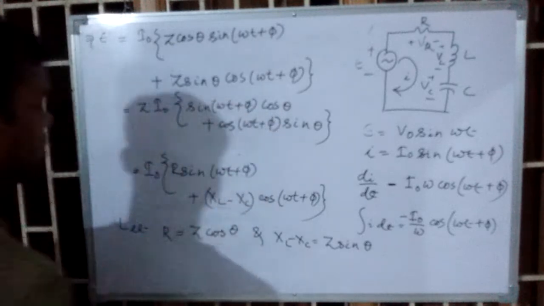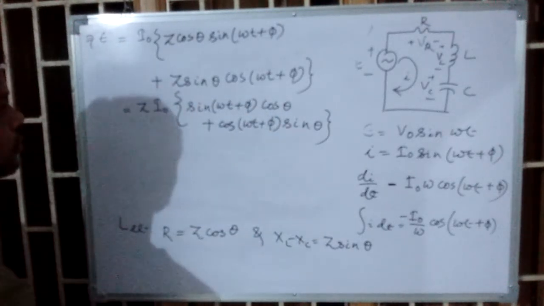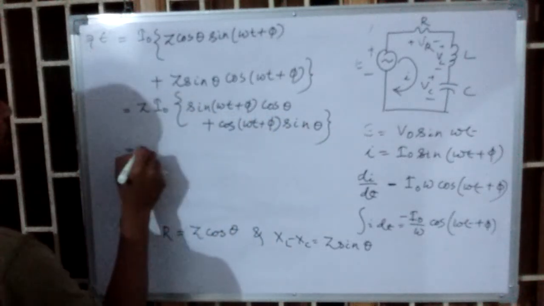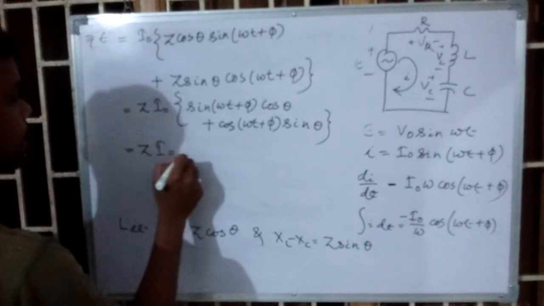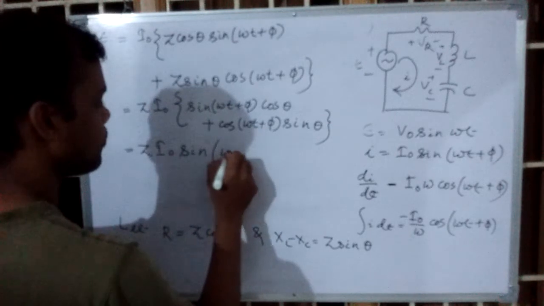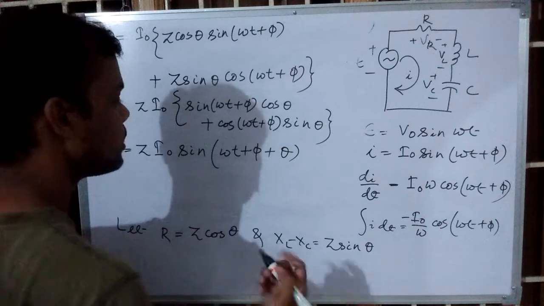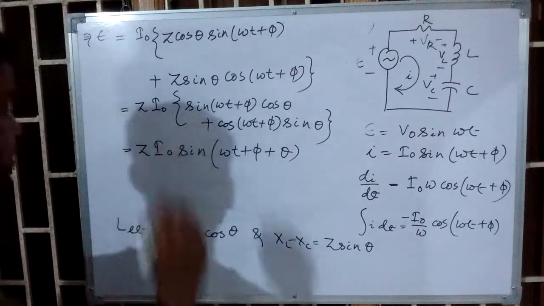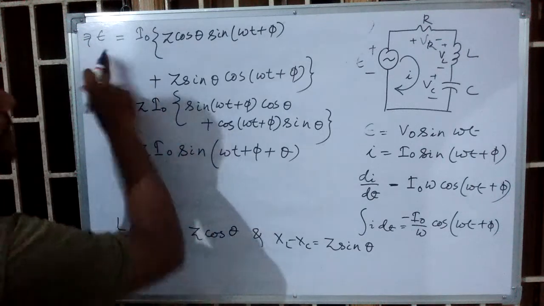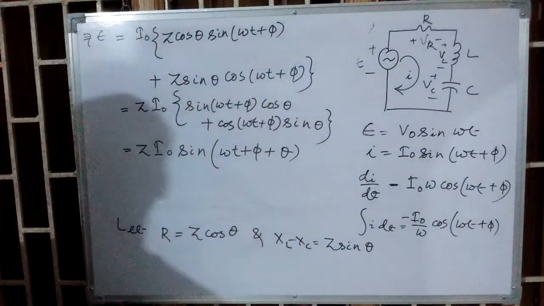Okay, now look here, sin A cos B plus cos A sin B. So very simple, I can write it as sin A plus B, where A is omega t plus phi, B is simply theta. Okay, now this is the final expression. Now what is there on the left side? Epsilon is nothing but V naught sin omega t. This is our epsilon.